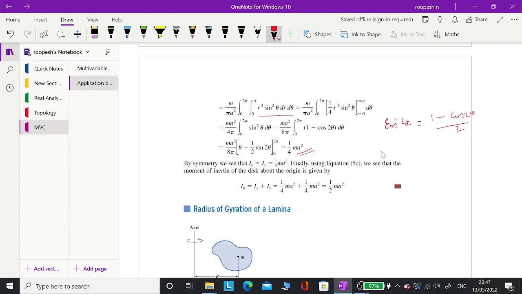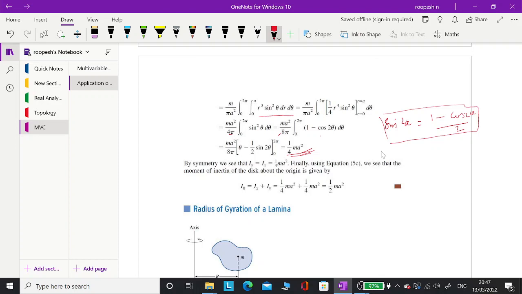1 minus cos 2 theta by 2, that 2 along with this 4 will become 8 pi. Only this thing you want to remember here. So m a square by 8 pi into theta minus 1 by 2 into sine 2 theta from 0 to 2 pi, that's equal to 1 by 4 into m a square. So the answer is 1 by 4 into m a square. Similarly we can find Iy also, but with respect to symmetry these both should be the same. So with respect to y also you will get 1 by 4 into m a square.